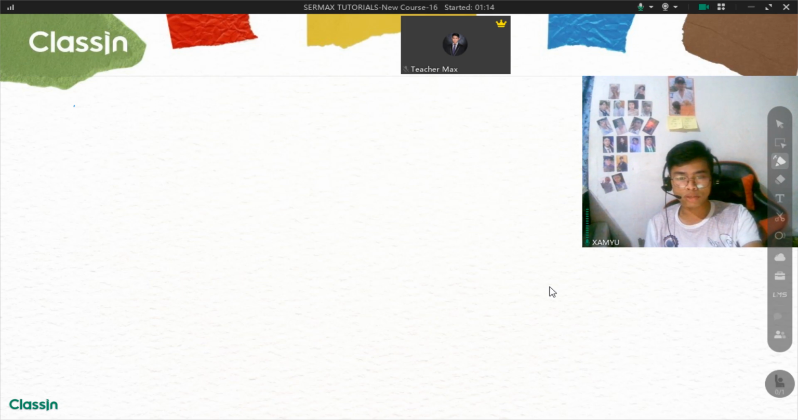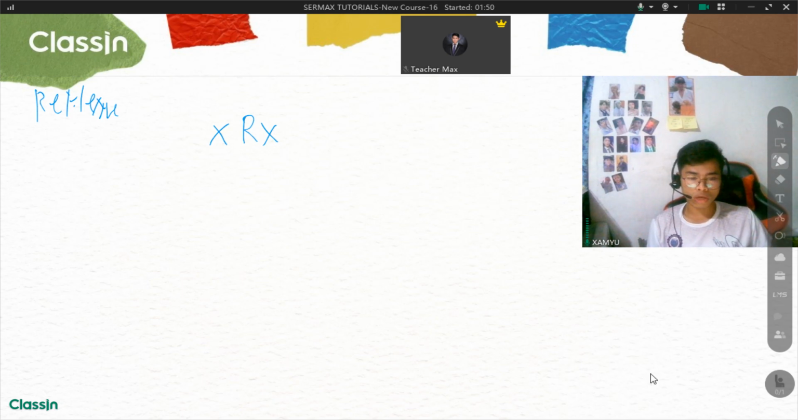Let's run through first the property of reflexive. For reflexive, every element of your X is related to itself. So to be easy, X is related to itself. This is the relationship.